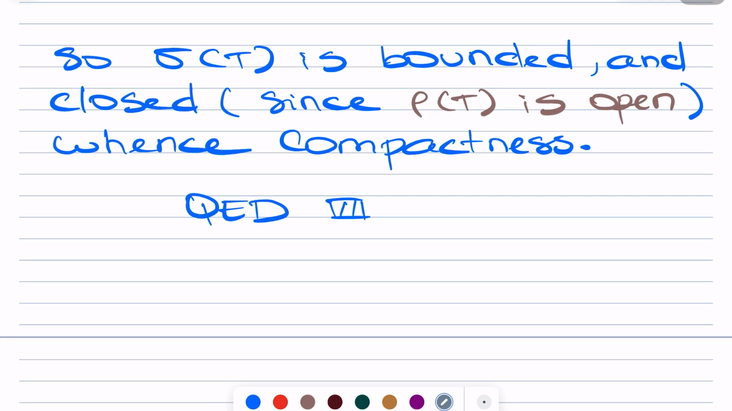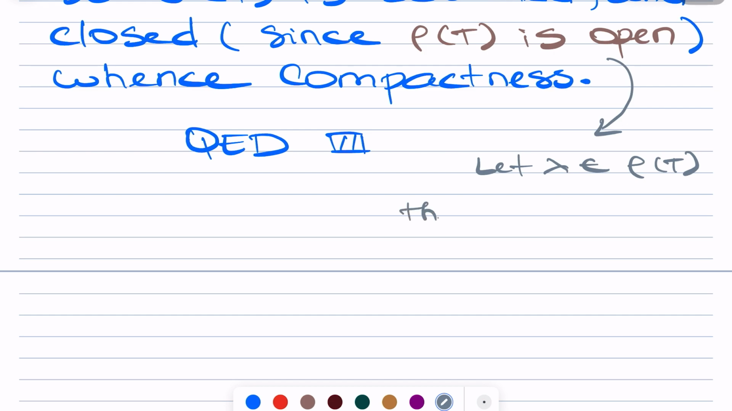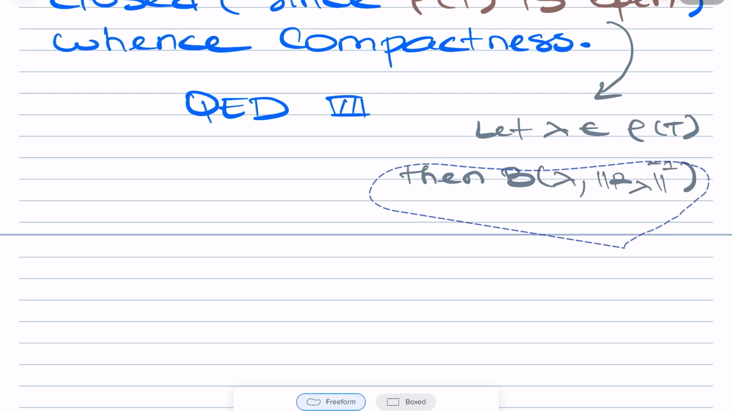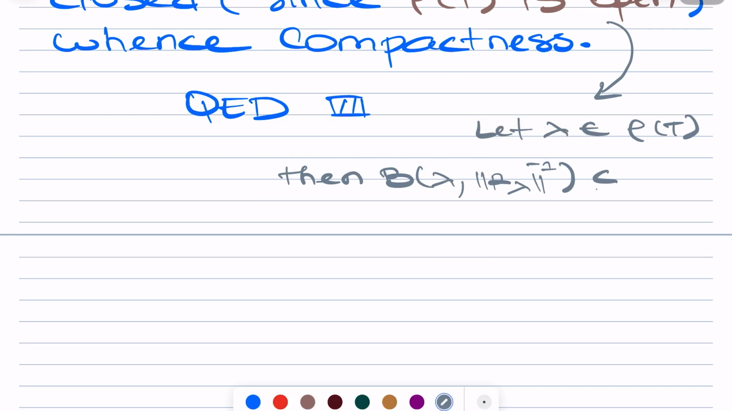Let me just comment a bit about the openness of the resolvent map. If you let λ be an element of the resolvent set of T, then the goal, to show openness, is to find a ball around λ that is contained in ρ(T). You have to show it, because I'm not going into that. So I claim that the ball centered at λ with radius 1 over the norm of R_λ is contained in the resolvent of T.